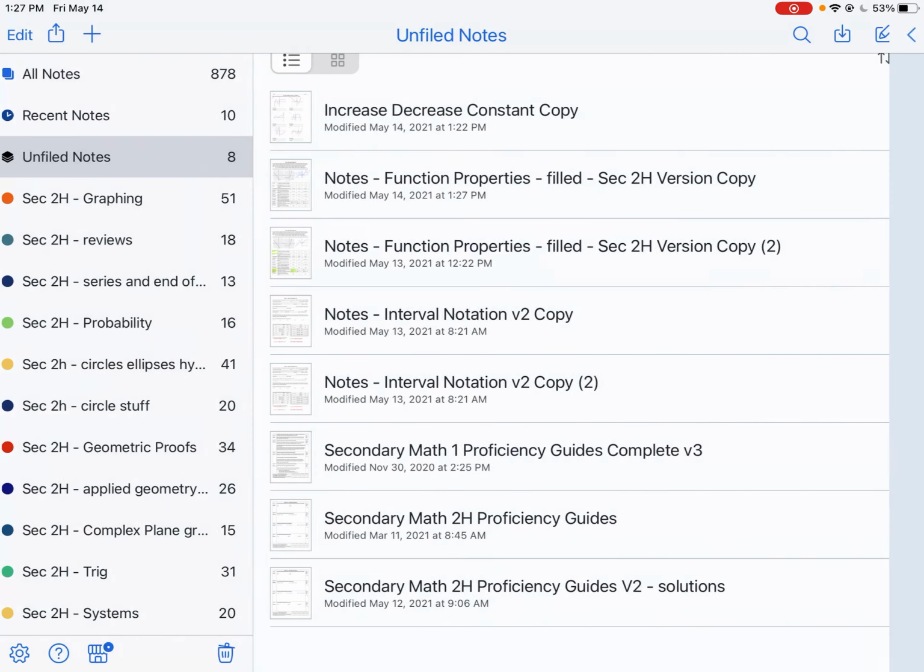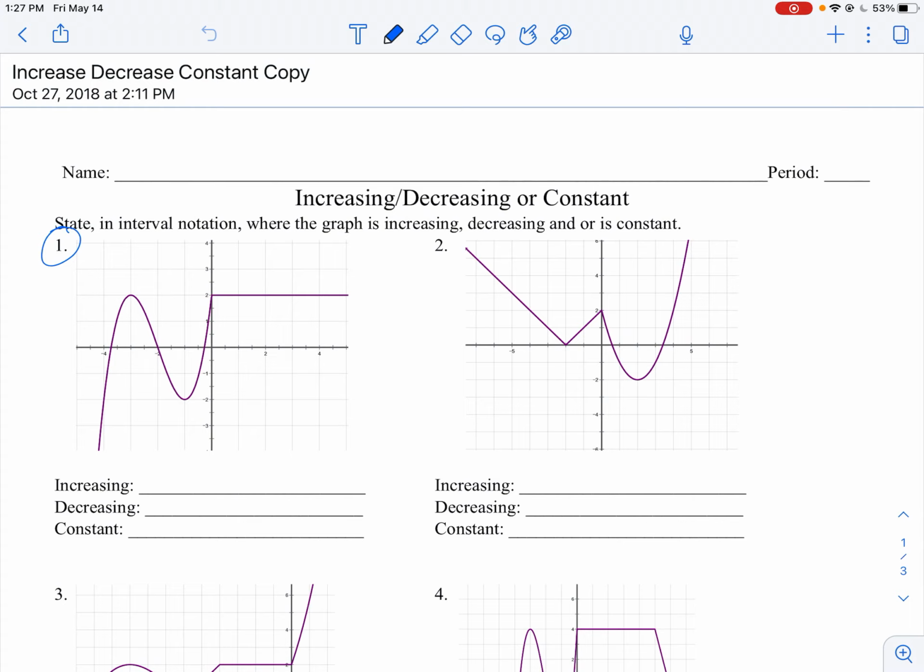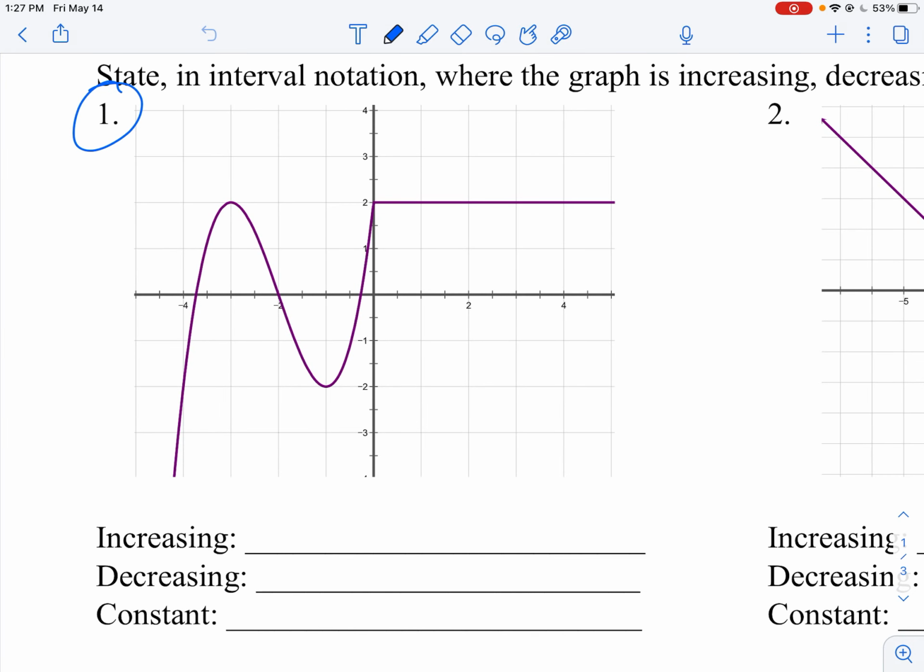So let's jump to the assignment and look at a couple of them. See if we can write down all the intervals. This is actually really similar to the one we were just looking at. So what I'd like for you to do is just pause the video and see if you can write out each of the intervals describing where it's increasing, where it's decreasing, and where it's constant. So go ahead and pause, see if you can do that.